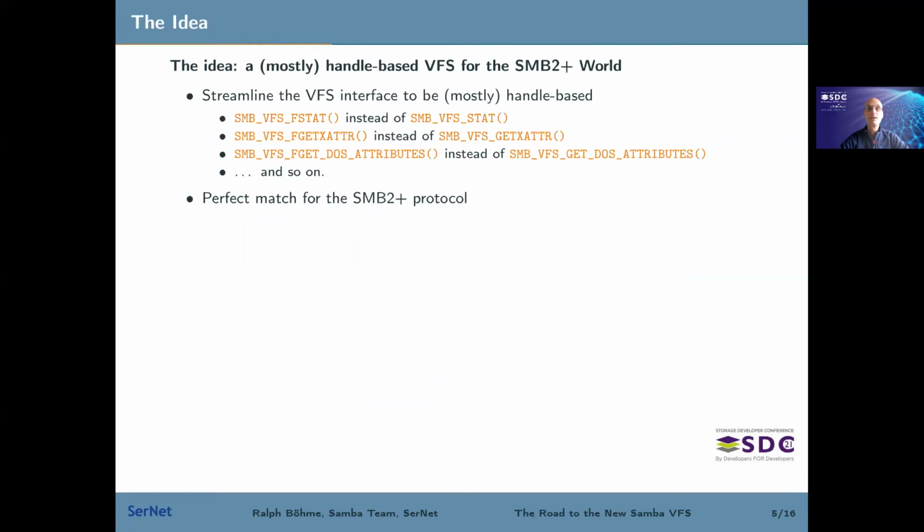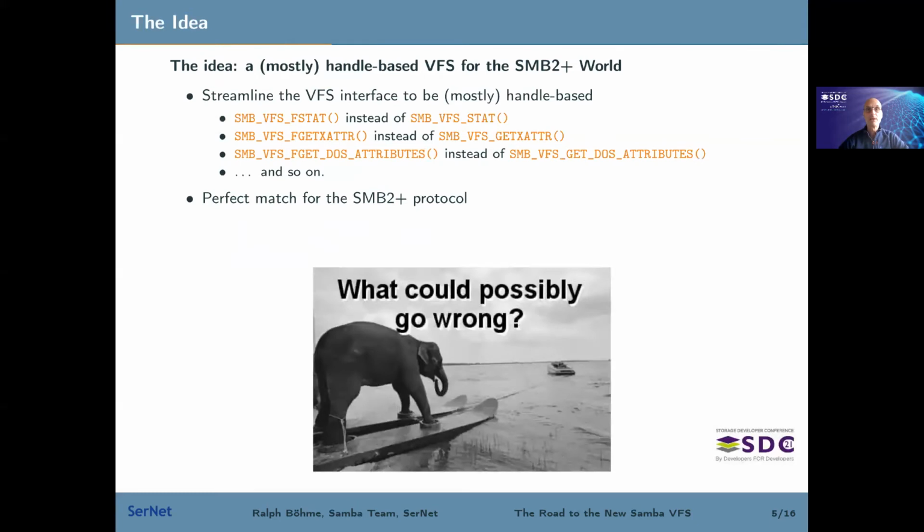So the idea for doing this conversion was having a mostly handle-based VFS for the SMB2 world, by streamlining the VFS interface to be mostly handle-based. So using SMB_VFS_FSTAT instead of SMB_VFS_STAT, and so on. That makes it a perfect match for the SMB2 protocol. So what could possibly go wrong?